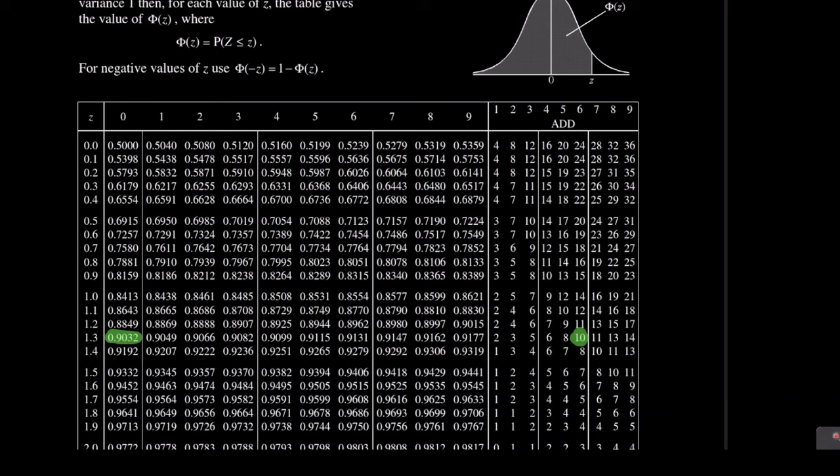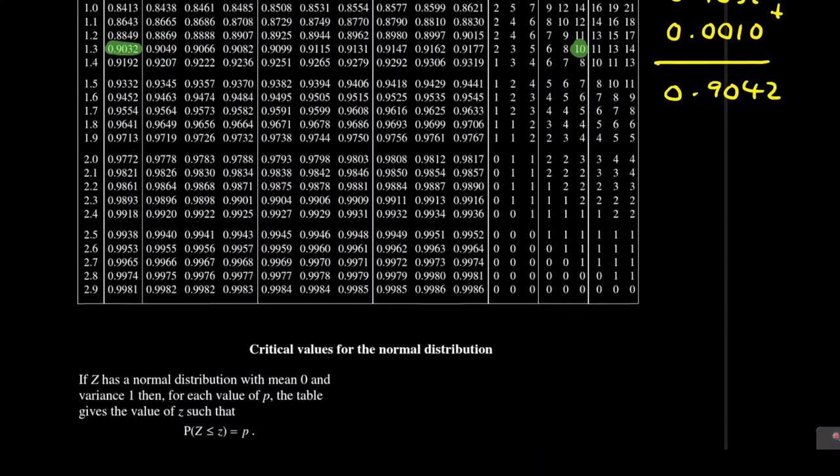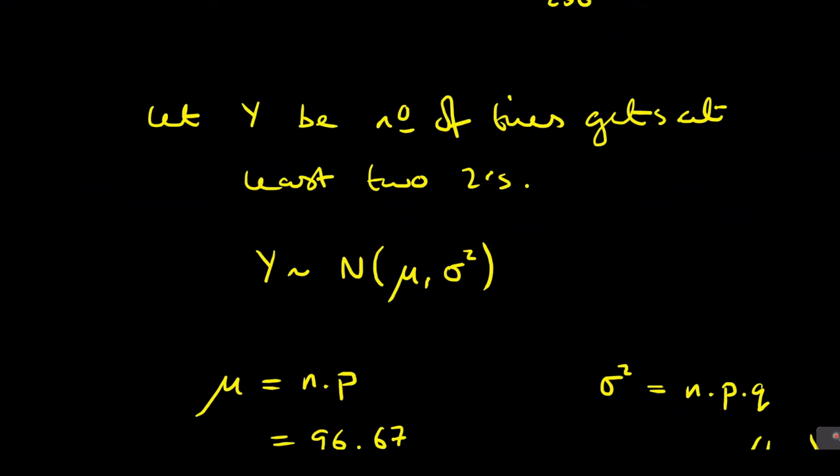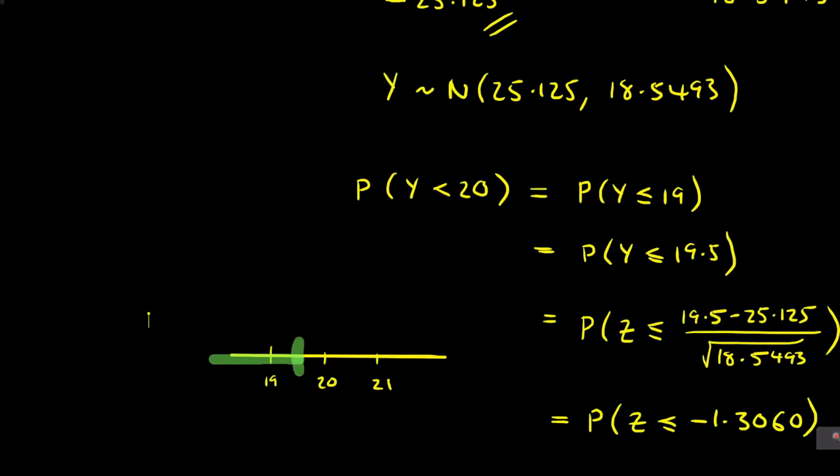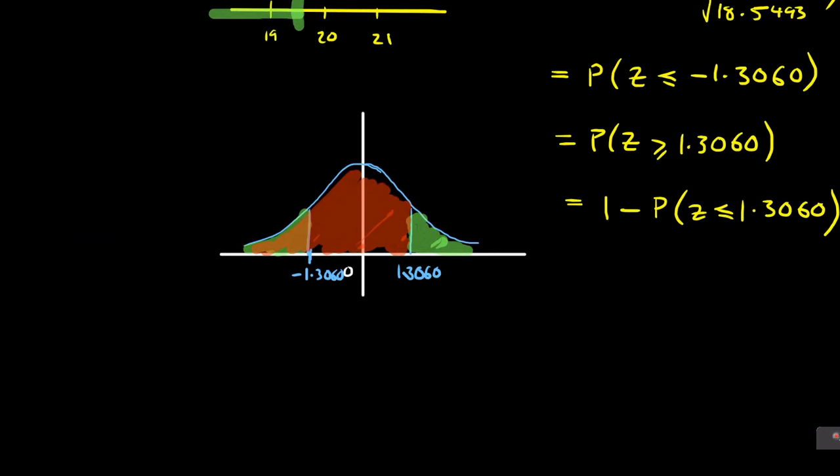1.306 means that what we've got here is a probability value rather of 0.9032 plus the 0.0010, and that's going to combine to give a probability of 0.9042. Okay, so we're going to go back over to our working. So that is over here.